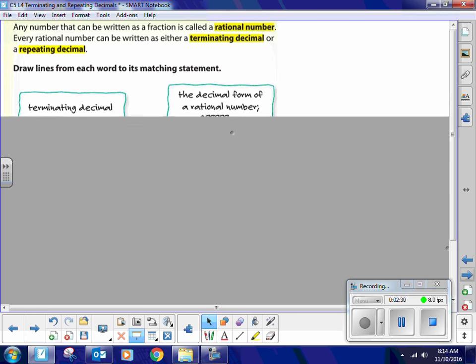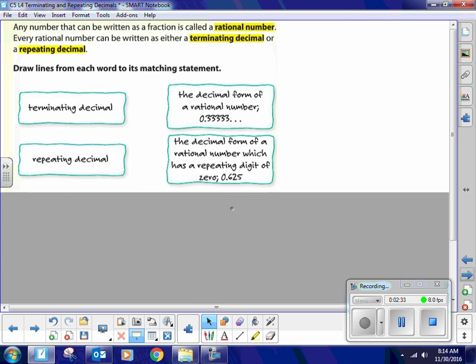Right here it says in your book, you should have your book open, all right, to whatever chapter this is. Let me go see if I can find a page number for you. 379, right? You should be on page 379, all right? It's, again, chapter 5, lesson 4, all right? It asks us to draw lines from each word to its matching statement, all right?